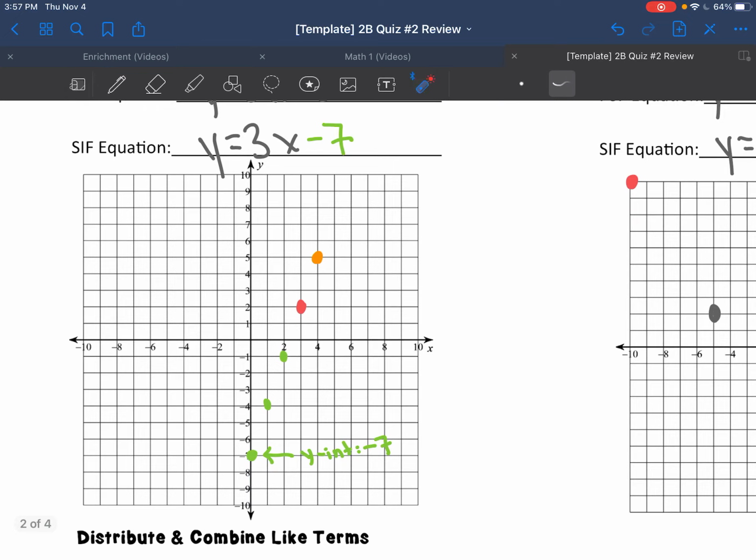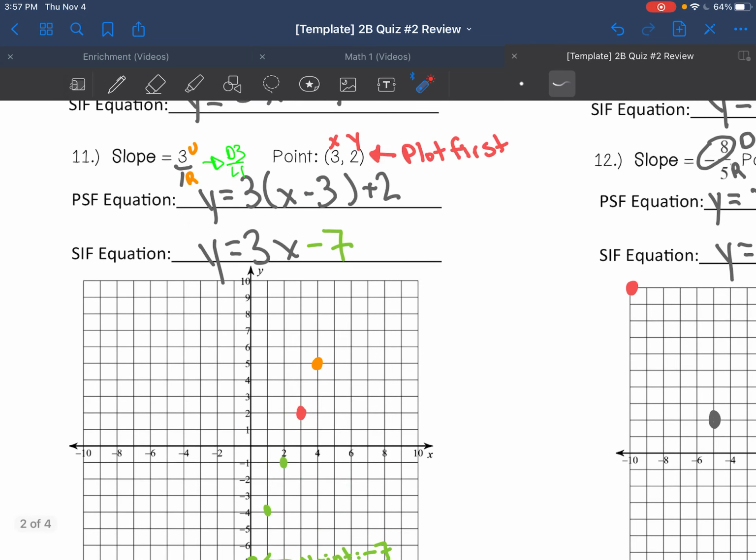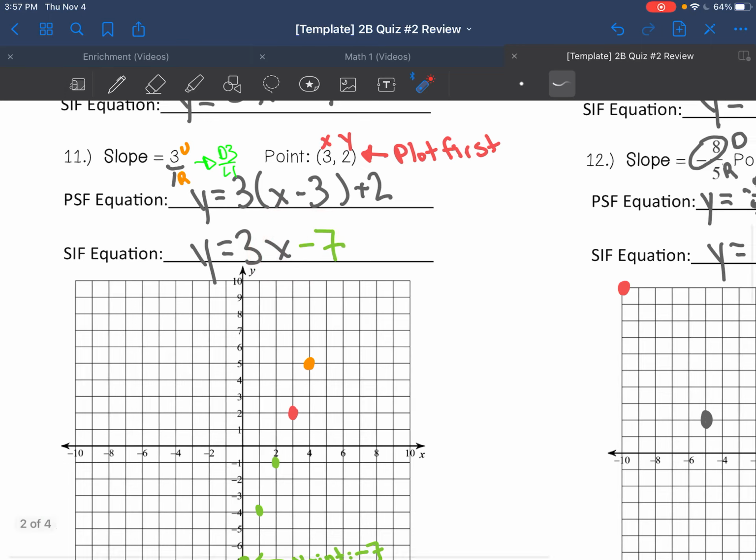So when we start doing the opposite movement, down 3, left 1, well, now we're getting closer to the y-intercept. And when we do that move 3 times, we get to the y-intercept of -7. So we can write our slope-intercept form as y is equal to 3x minus 7. Again, slope doesn't change. When you have the y-intercept, you just need an x, and then you write the minus 7 from the y-intercept.